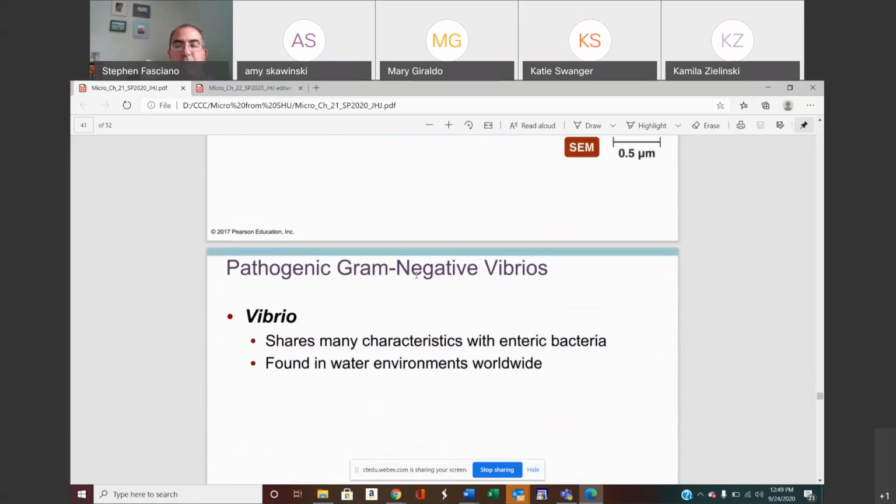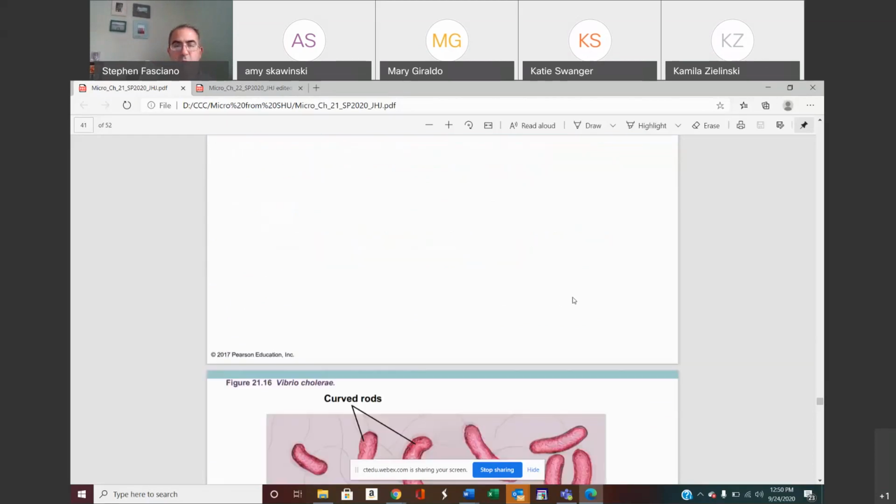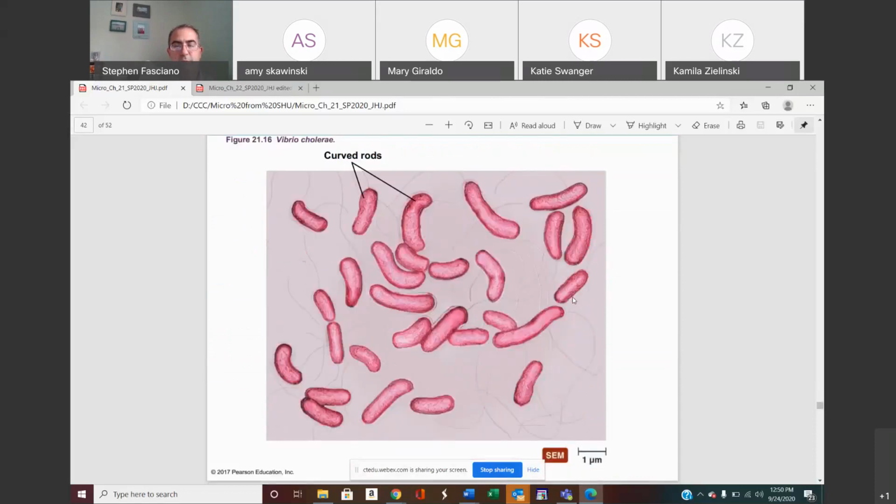And then we've got pathogenic gram-negative vibrios. They have a lot of characteristics that they share with enteric bacteria. Does anybody know what enteric bacteria are? Where they are? These are the bacteria that live in your gut. So inside our intestines, we have bacteria, quote unquote, good bacteria, bacteria that don't cause disease, that live in our gut and help us to digest certain foods. And Vibrio are very similar to a lot of those bacteria. They are found in water worldwide. Here's a picture of those.